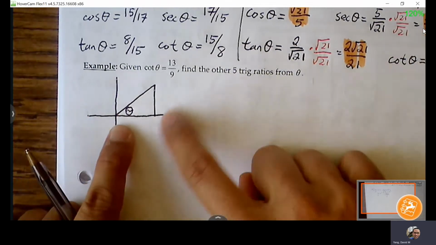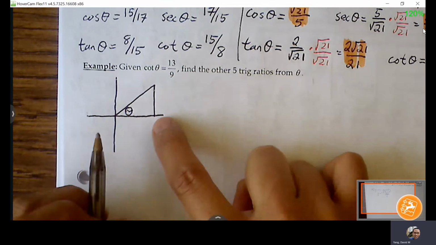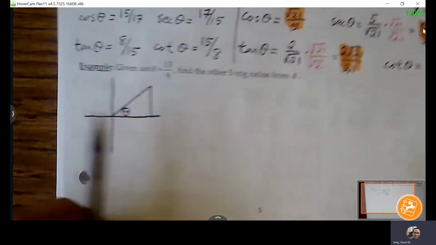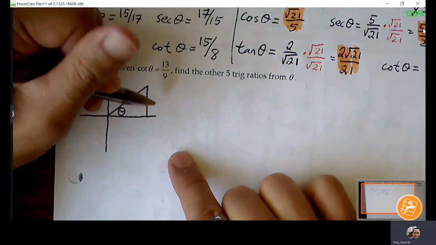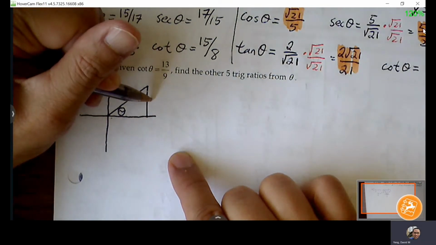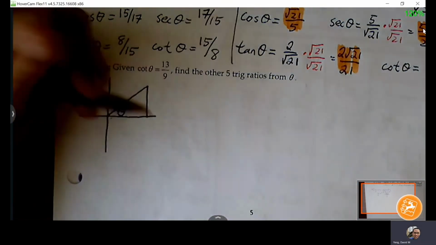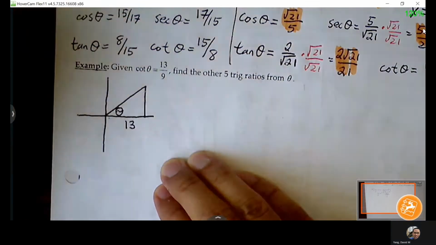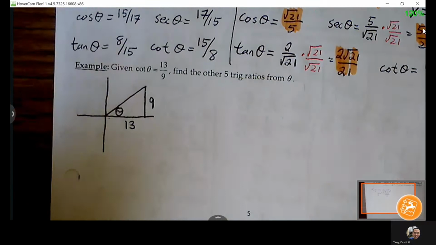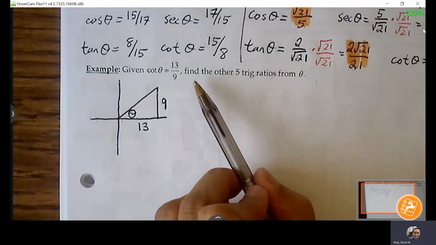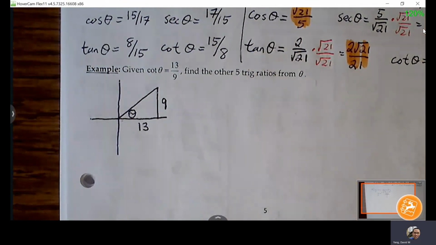Okay, so here's our triangle. Cotangent of theta is 13 over 9. Okay, so where does 13 and where does 9 go? Okay, 13 is what? Bottom. Okay, yeah, adjacent over opposite. So these problems require that additional step. We got to build that triangle. We got to know where to put the side lengths, and then it becomes familiar, right?